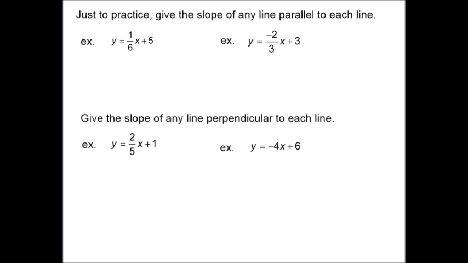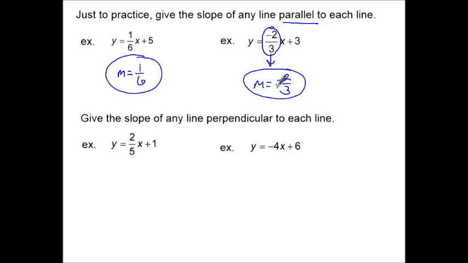Now just to practice what we just said, give the slope of any line parallel to each line. This first example, I've got 1/6 x plus 5. The mx plus b form means that the m is right in front of us, and to be parallel, you've got to be equal. So in this case, the slope I'm looking for is simply 1/6. Likewise here, my slope is the thing sitting right in front of the x. So my slope is negative 2/3 if I want to be parallel.